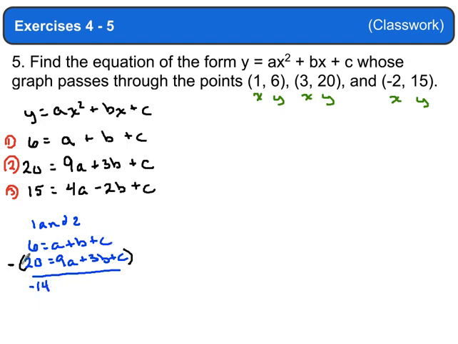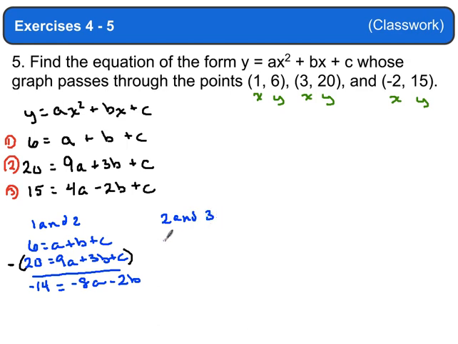And then a minus 9a is going to be negative 8a. B minus 3b is negative 2b. And then the c's are going to cancel. So then we're going to do the same thing again, but this time we're going to switch it over to equations numbers 2 and 3.